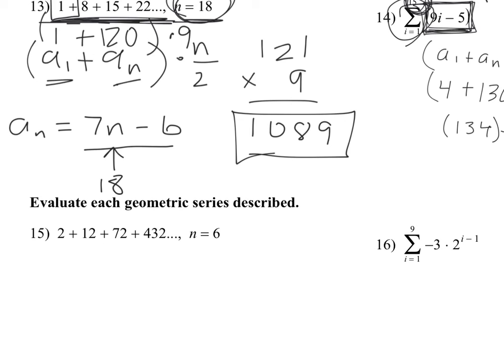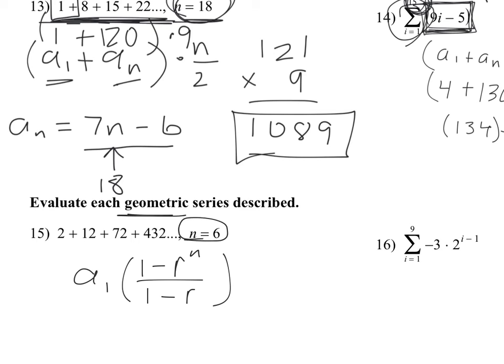Now, number 15, evaluate each geometric series. The formula for the sum of a geometric series was first term, and then we had 1 minus r to the power of n over 1 minus r. Now, you can use the formula, however, we're only adding 6 terms here.